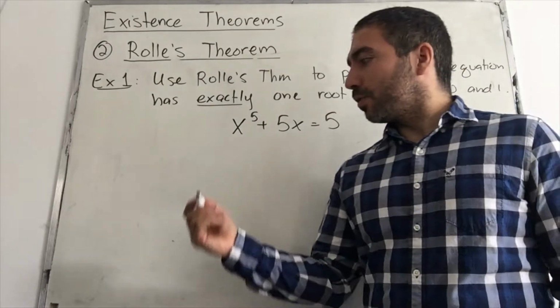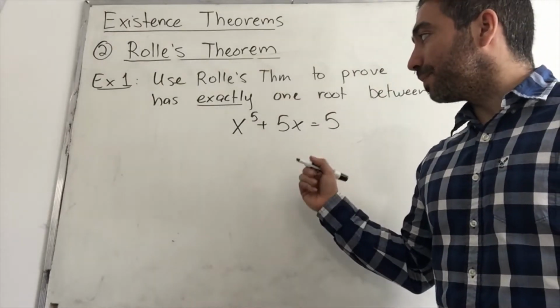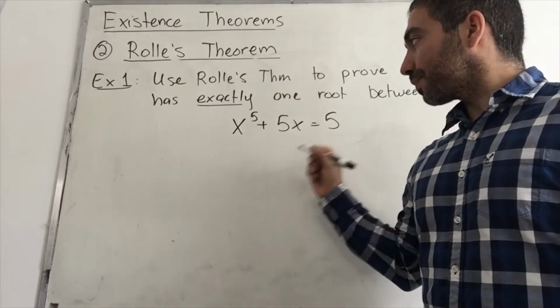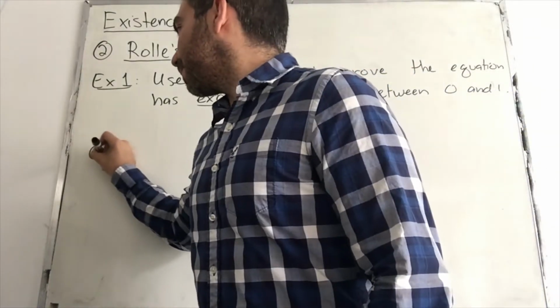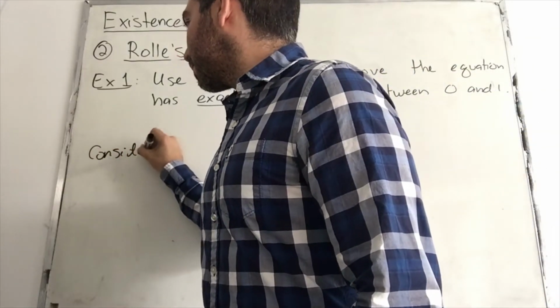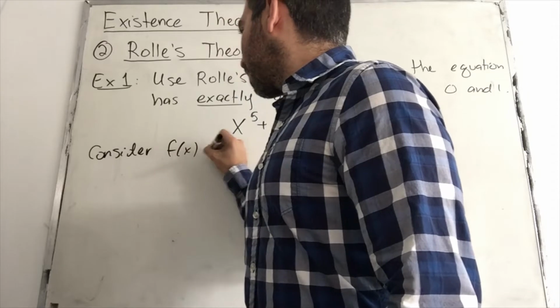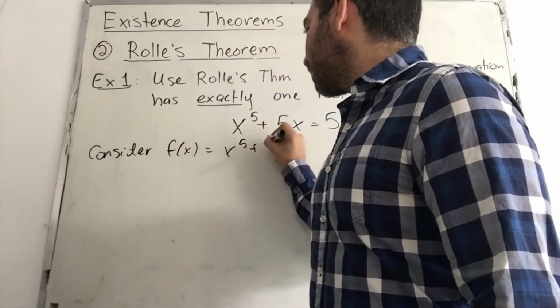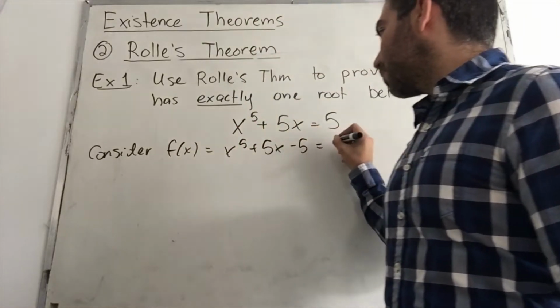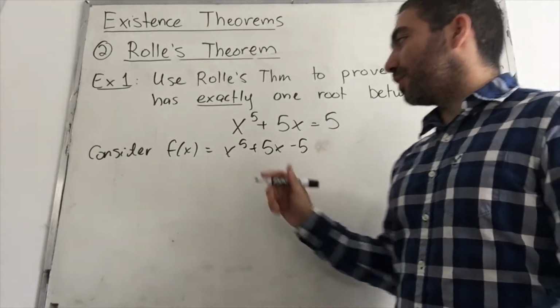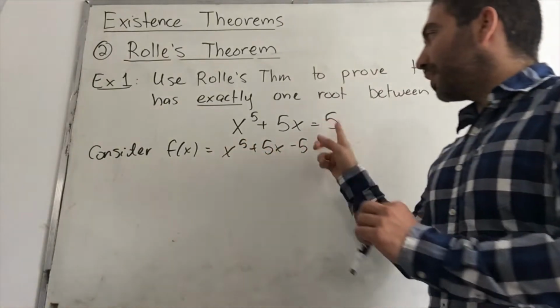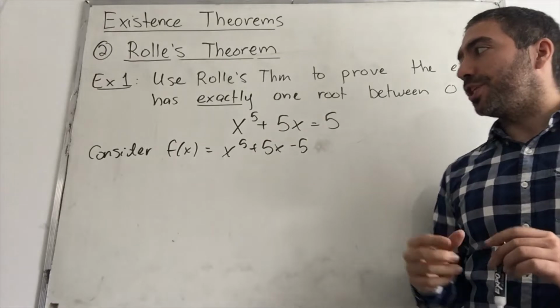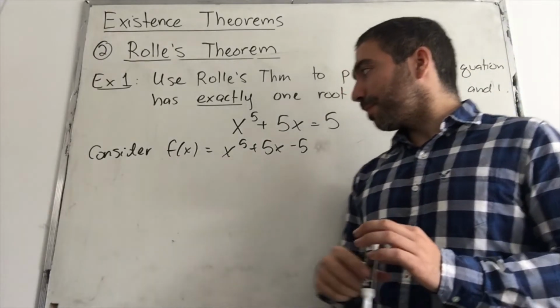So let's repeat this argument with IVT. First of all, we consider the function x to the 5 plus 5x minus 5 equals 0. We're not going to write equals 0, but we know it's equal to 0. So we bring the 5 over because we want this equation equal to 0. So we consider this function.